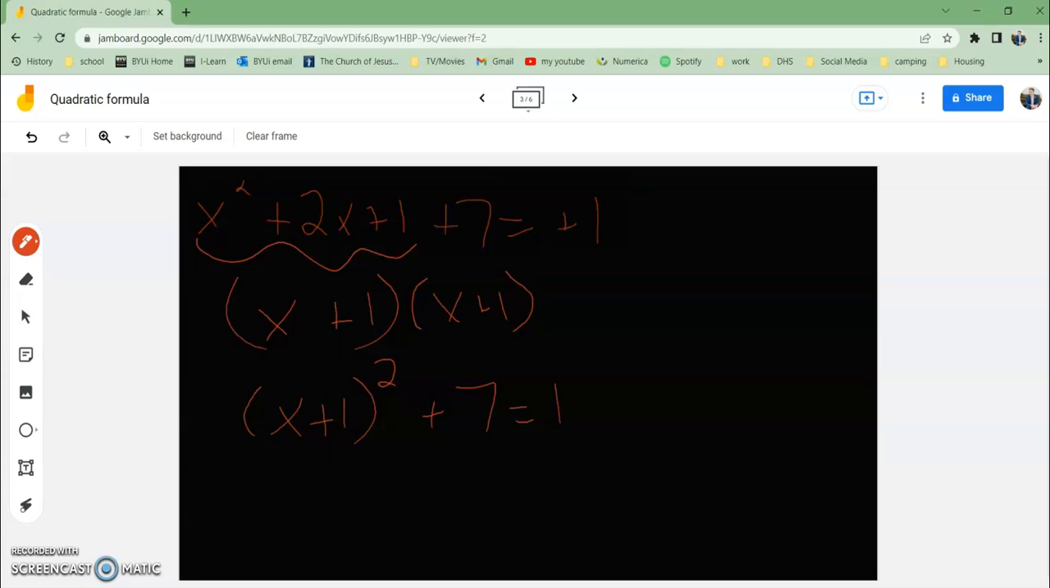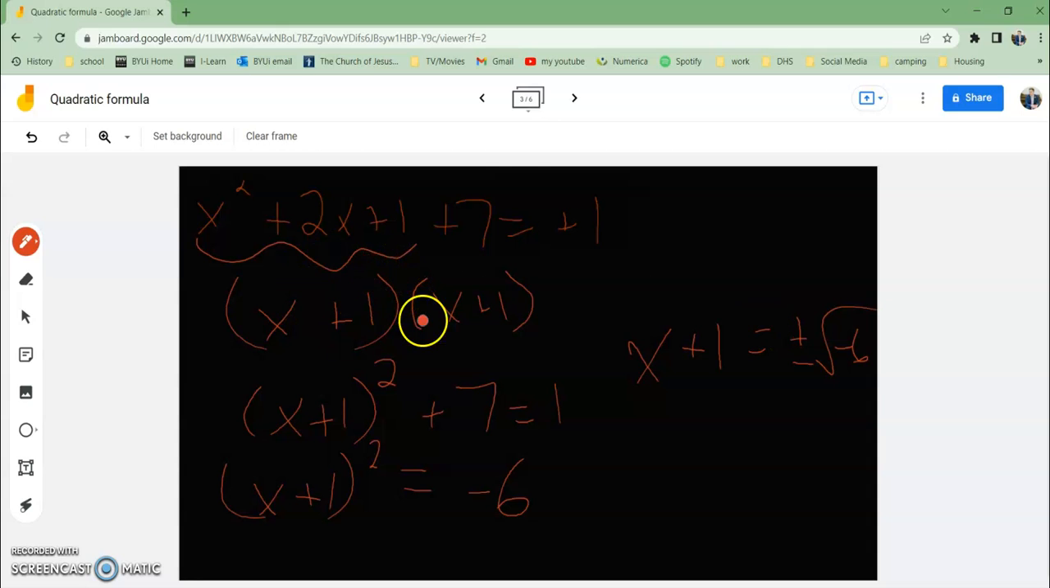Our whole point to completing the square is we want to factor it into something squared. So what we do right here, we subtract 7 on both sides. So x plus 1 squared equals negative 6. And then the way we solve for x is, we take the square root of both sides. And we're going to be left with x plus 1 equals plus or minus square root of negative 6. And then solve for x, and that's how we usually get it. That's how you complete the square.